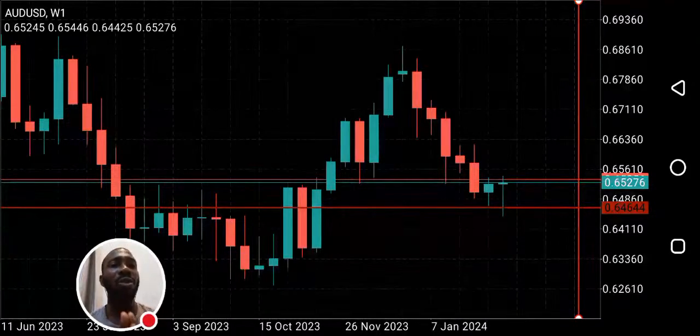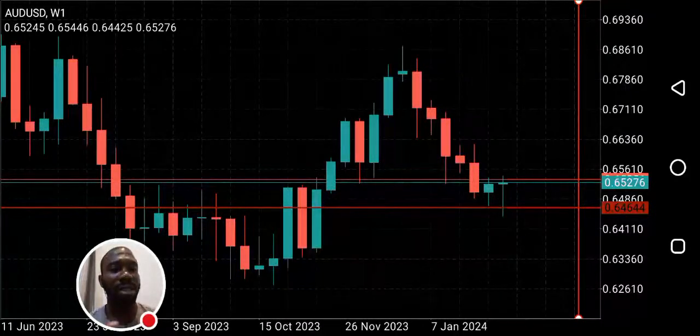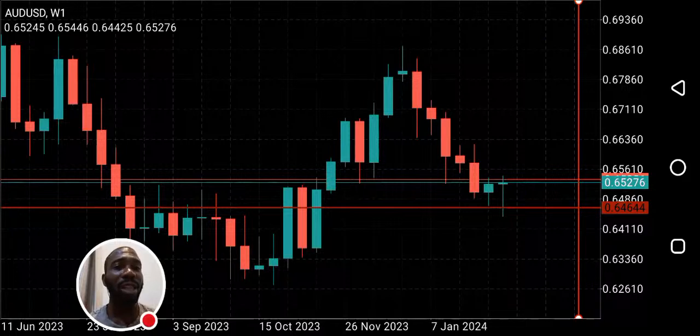We would only consider selling Australian dollar USD if the support is broken, or if a major news is released for USD. That is when we'll consider selling. If a major news is released for USD and the news favors the United States dollar, then we can consider selling Australian dollar USD if a support is broken. I think this week we have several major news that will be released from the United States.